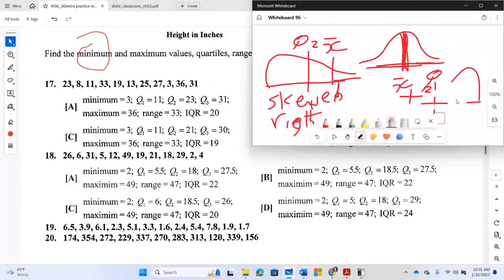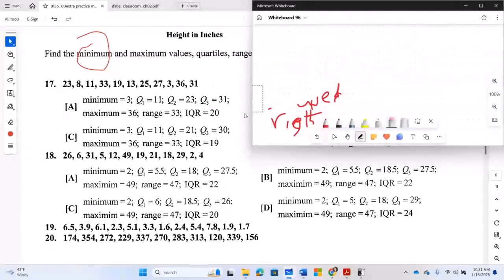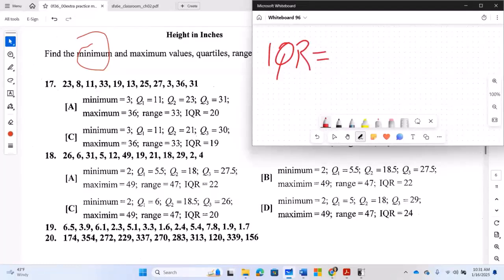So what is IQR? IQR is always interquartile range. It's equal to third quartile minus first quartile. Very soon we shall be told to find the upper hinge and lower hinge.